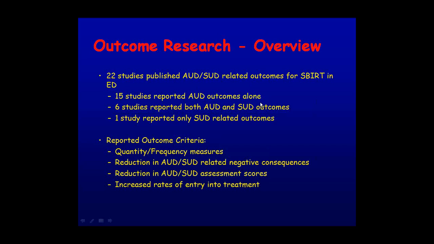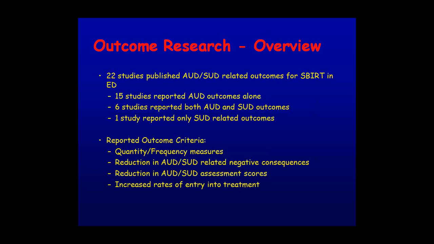Okay, let's finish up here. I want to spend about 10 minutes on this and give you another 5 minutes for comments. So 22 studies were published: 15 studies reported alcohol use disorder outcomes, 6 studies reported both alcohol use and drug use, and 1 study only reported drug use outcomes.